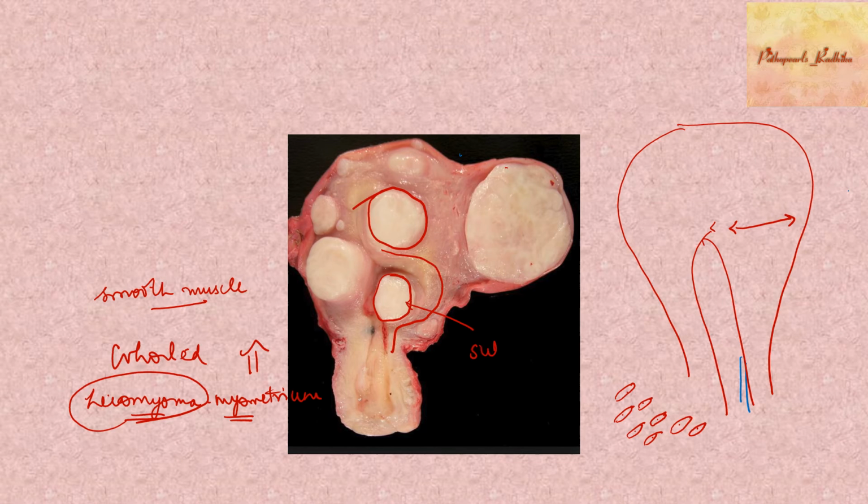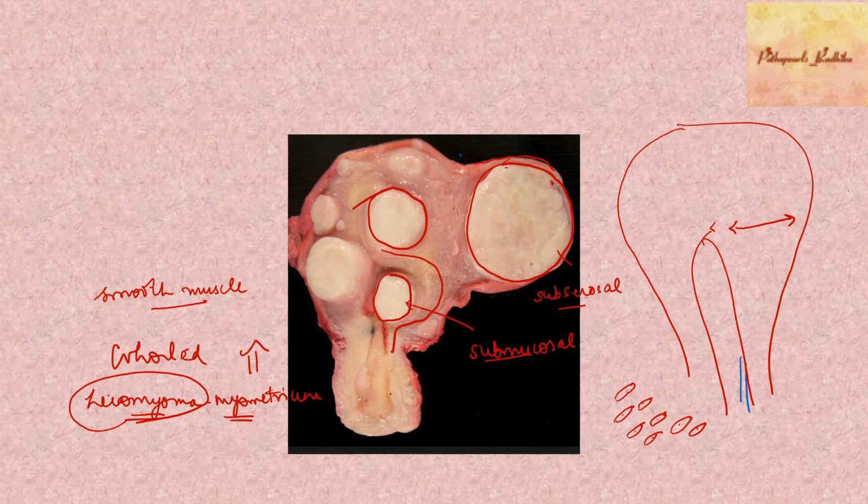This we call a submucosal leiomyoma. But when you see this one, this is called subserosal. It's beneath the serosal layer. This we call a subserosal leiomyoma. Okay, so you have different types. It has nothing much to do with the prognosis, but the symptoms may vary depending upon the location.